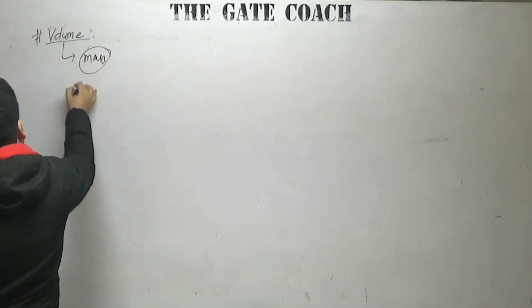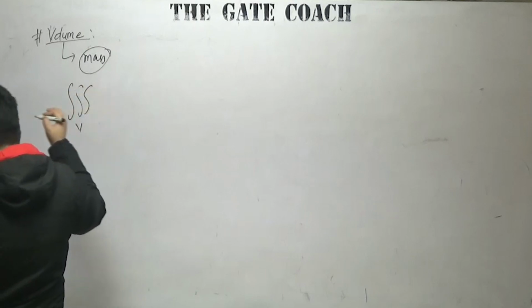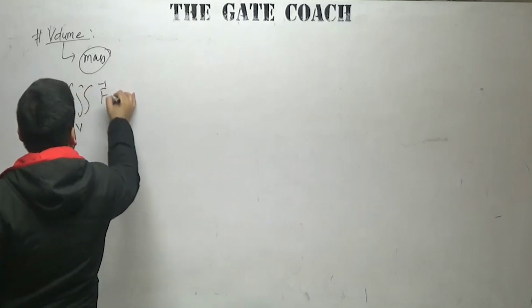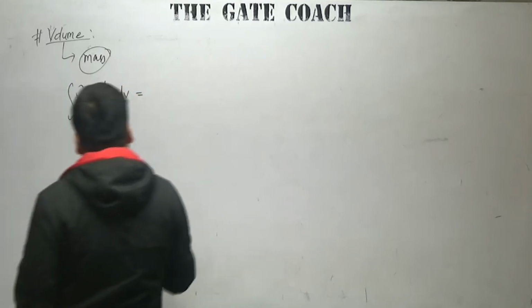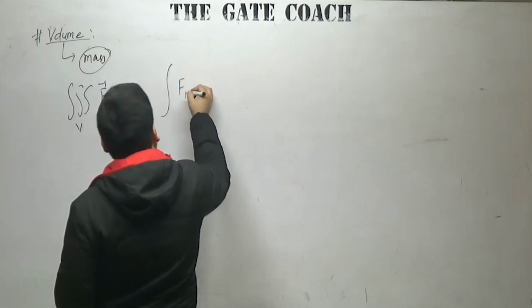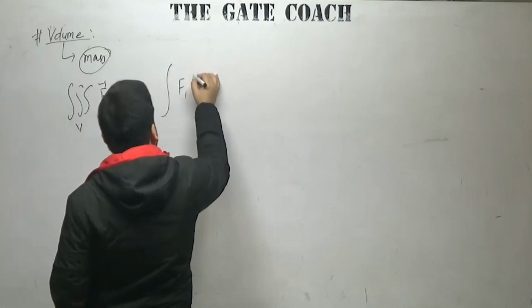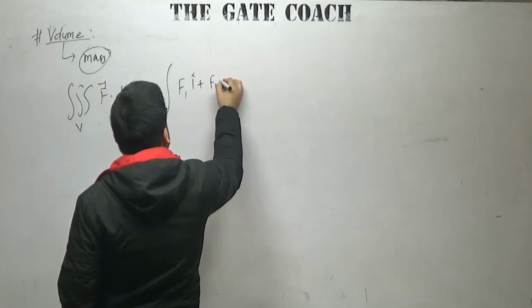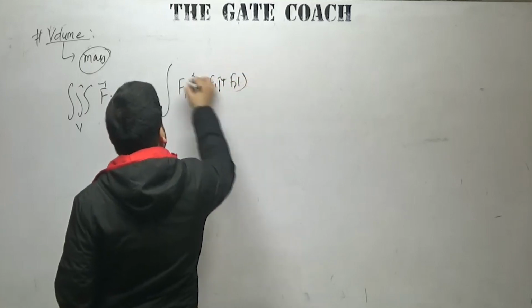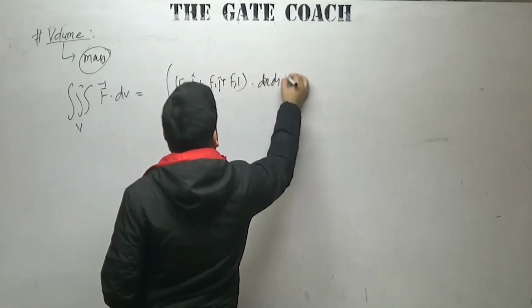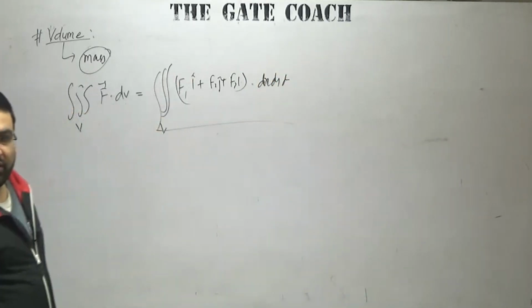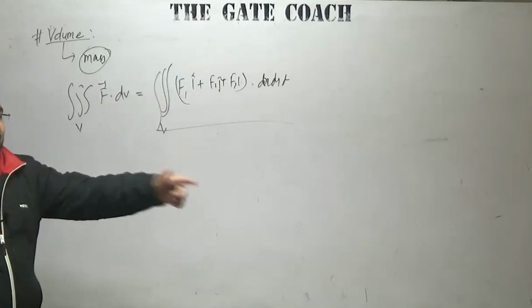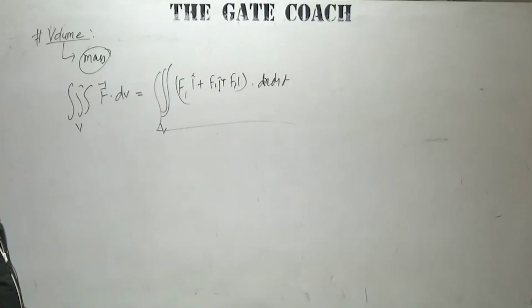Okay, so triple integral along this volume V of F dot dv. It is given by integral of f1 i cap plus f2 j cap plus f3 k cap. Then we have dx, dy and dz along this particular volume. That is how we calculate the volume integral. Not going to solve a question because again it will be a very lengthy question. It will be solved in a similar fashion to the surface integral.